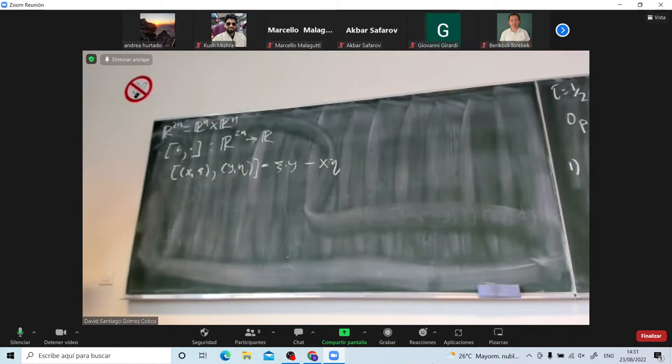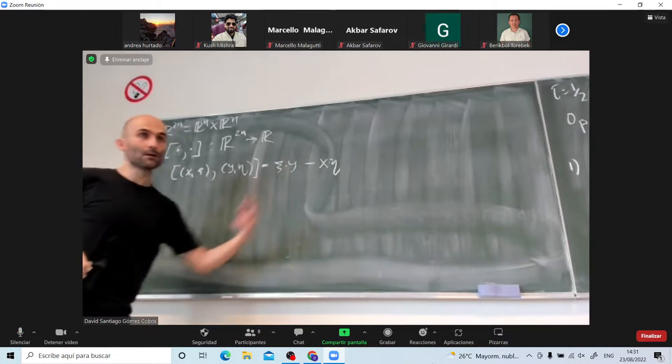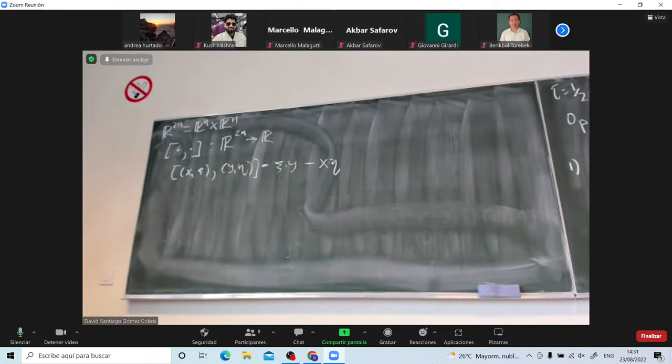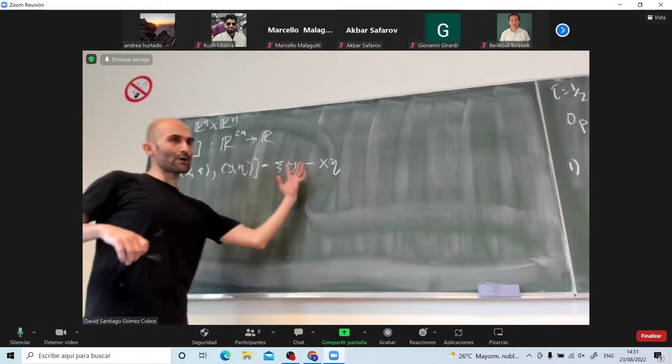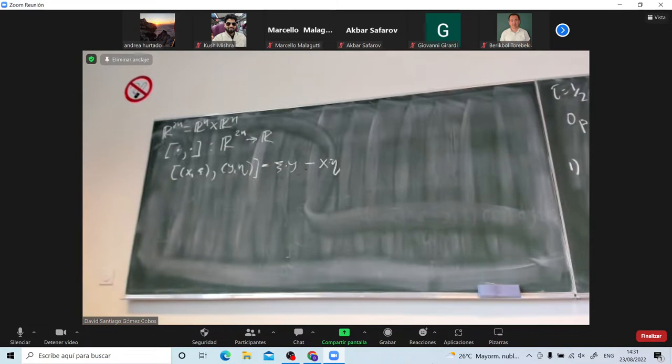For those of you who are familiar with the symplectic form, I purposely choose this one, not the other one. Because sometimes in the literature the symplectic form is defined the other way around, but I purposely choose this one, for some future thing that will probably arrive at the very end.